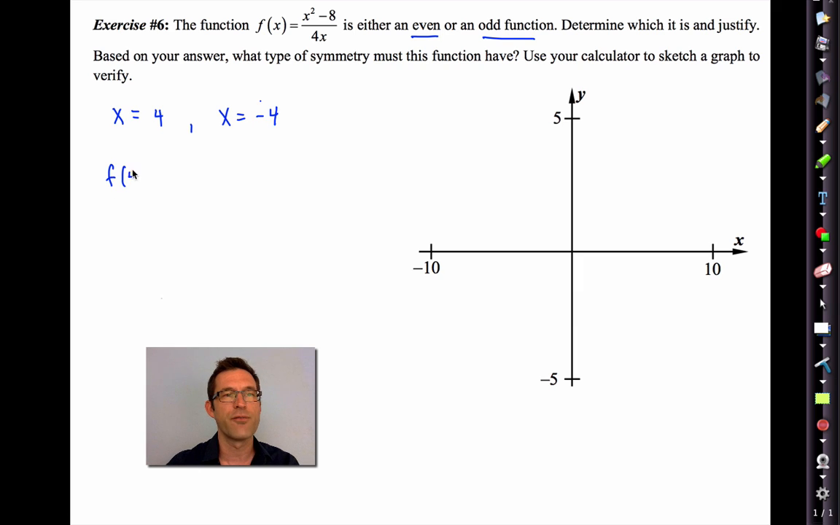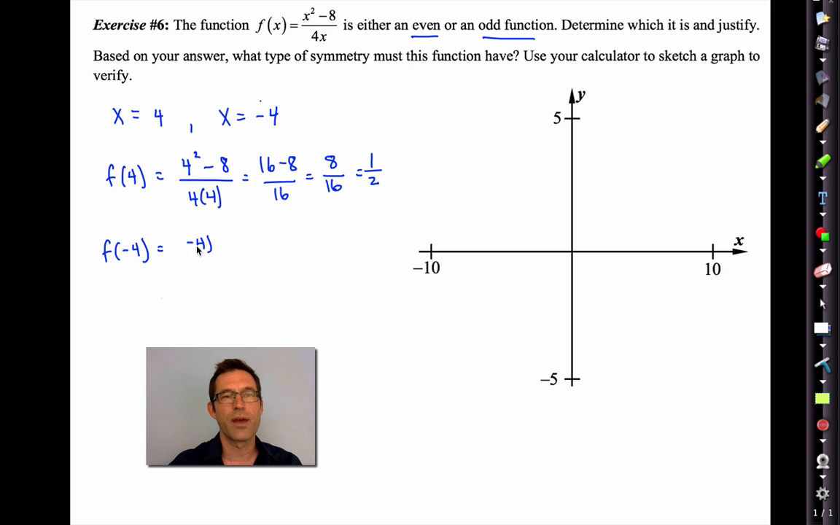Let's figure out f of 4. All right, so I'd have 4 squared minus 8 divided by 4 times 4. So that would be 16 minus 8 divided by 16, and that would be 8 divided by 16, which reduces nicely to 1/2. Let's take a look at f of negative 4.